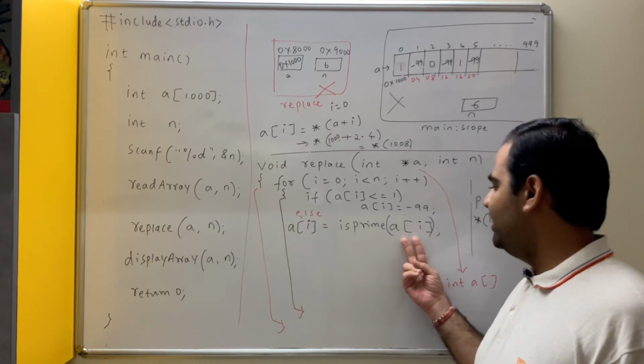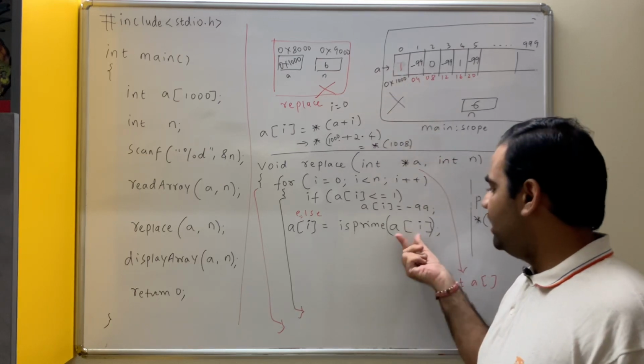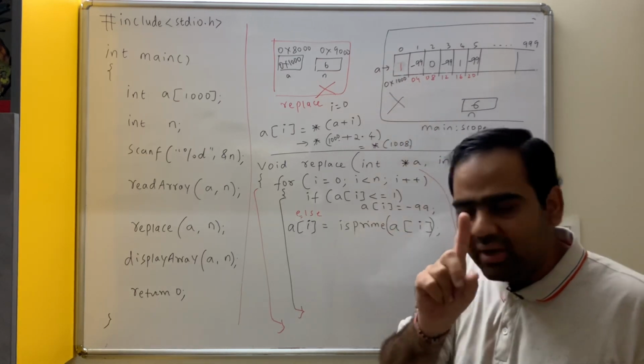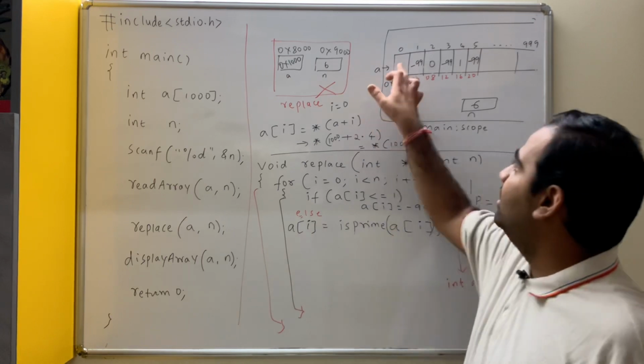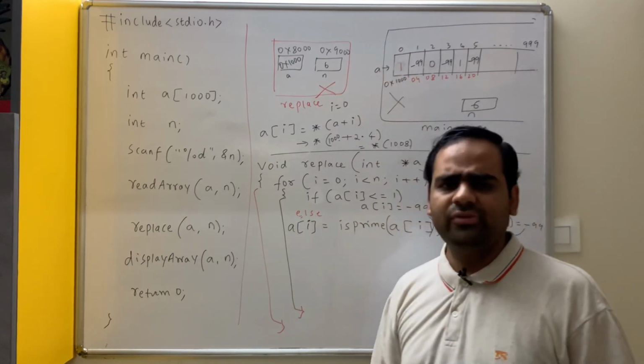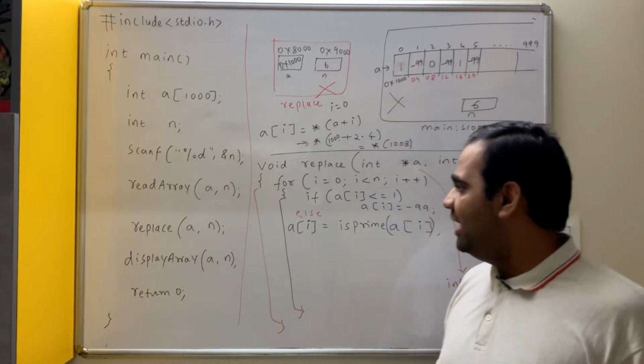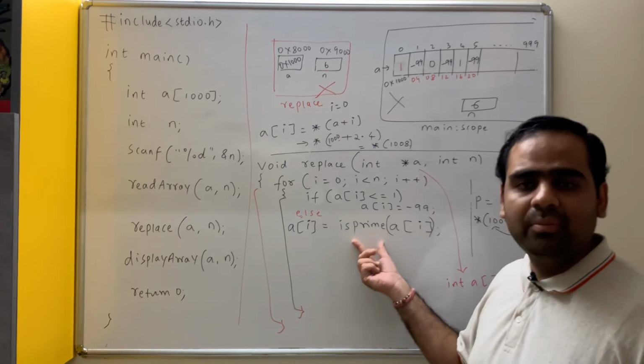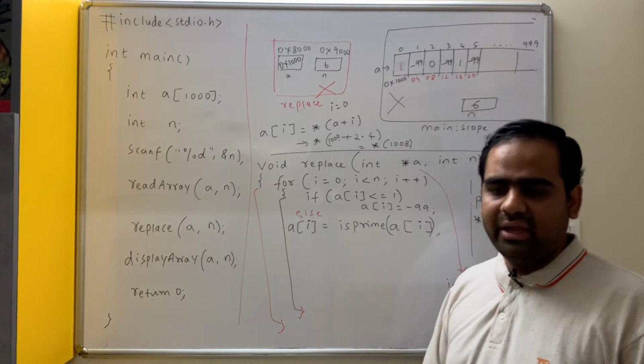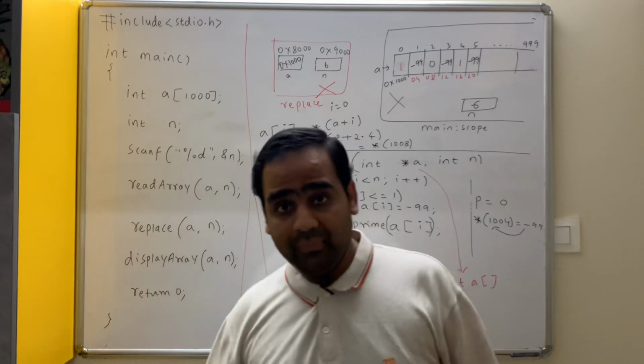Suppose the number is 29, A of 0 is 29. The isPrime function will give you 1 as answer, and you are storing 1 in A of 0. This is the easiest way of writing this code, and you have to implement the function isPrime, which I already did.